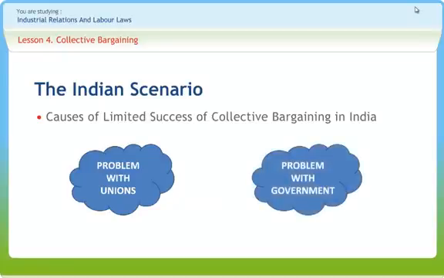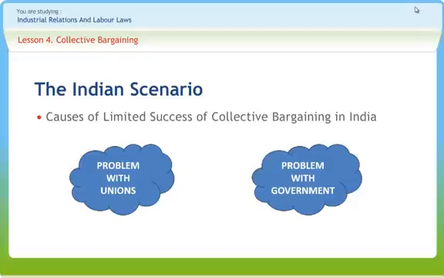Due to the dominance of outsiders in trade unionism in the country, there is a multiplicity of unions which are weak and unstable and do not represent the majority of the employees. Moreover, there are inter-union rivalries which further hinder the process of collective bargaining between the labor and the management.